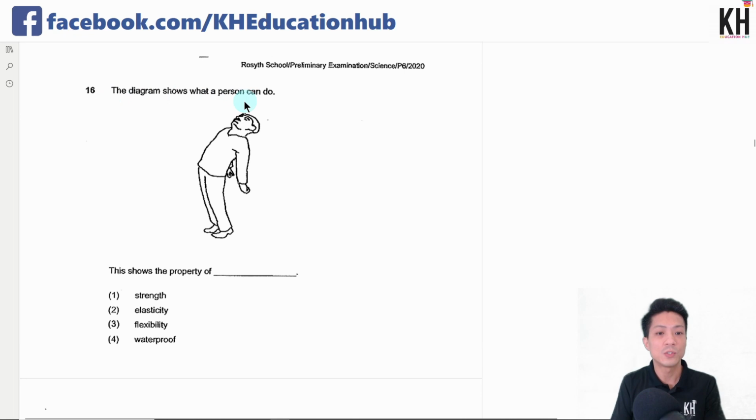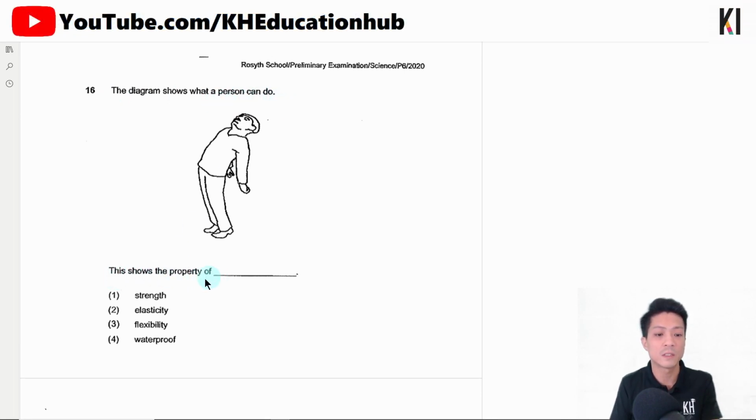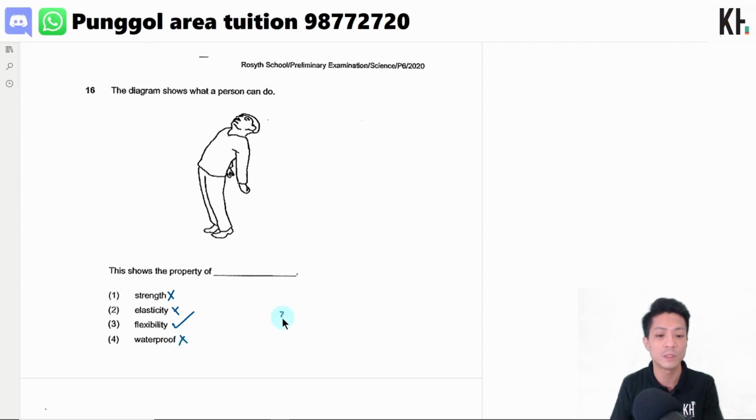Question 16, the diagram shows what a person can do. This shows the property of not strength, not elasticity, flexibility, yes, not waterproof. Number 3.